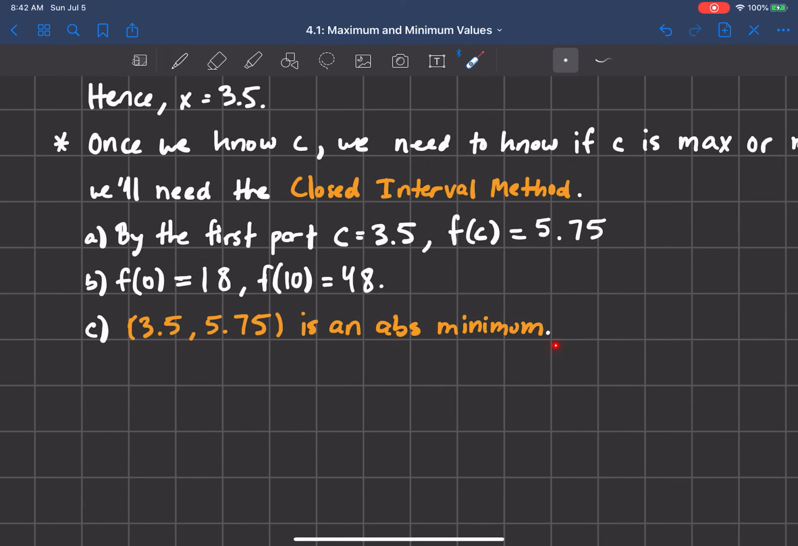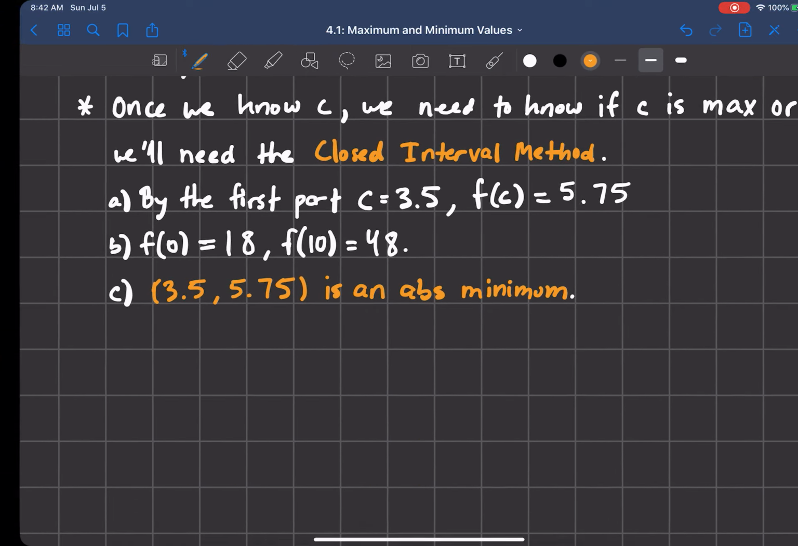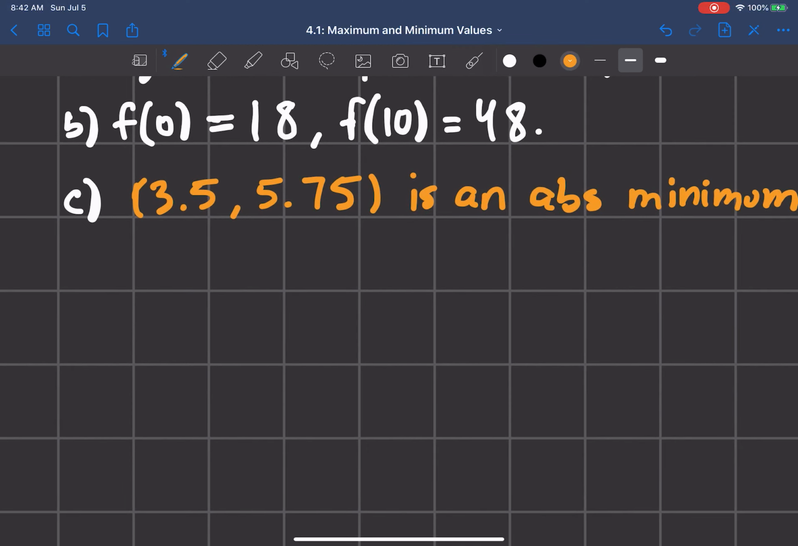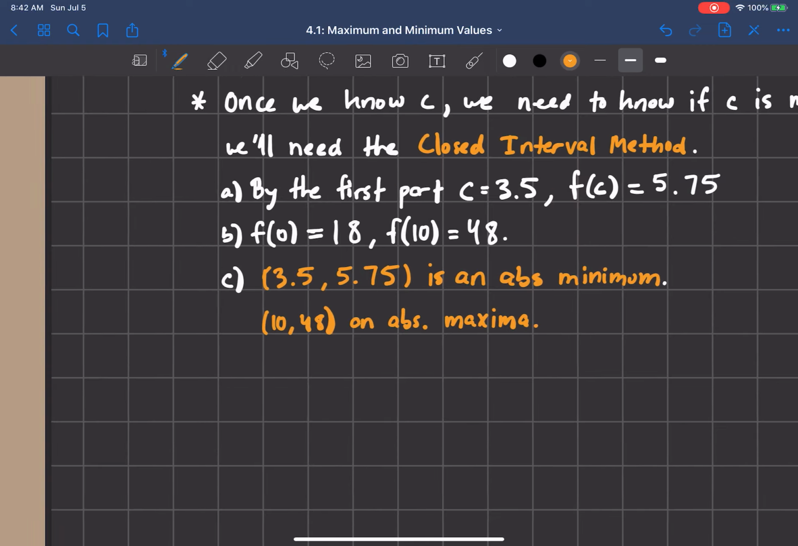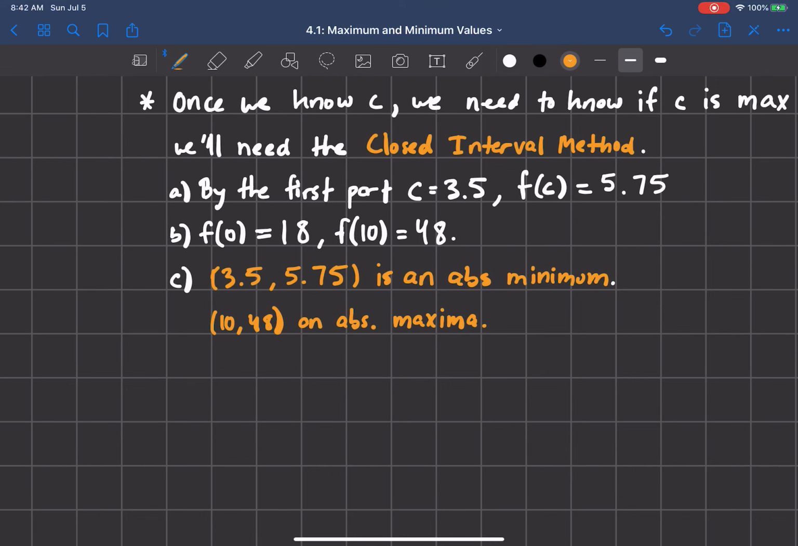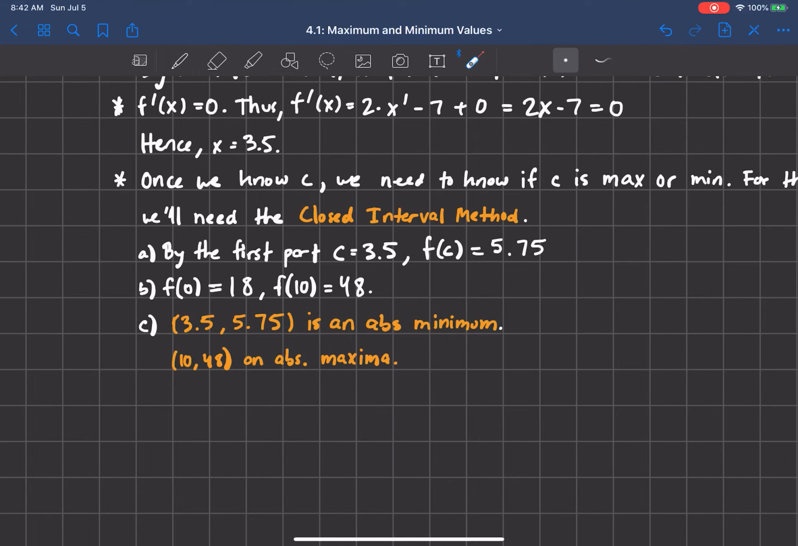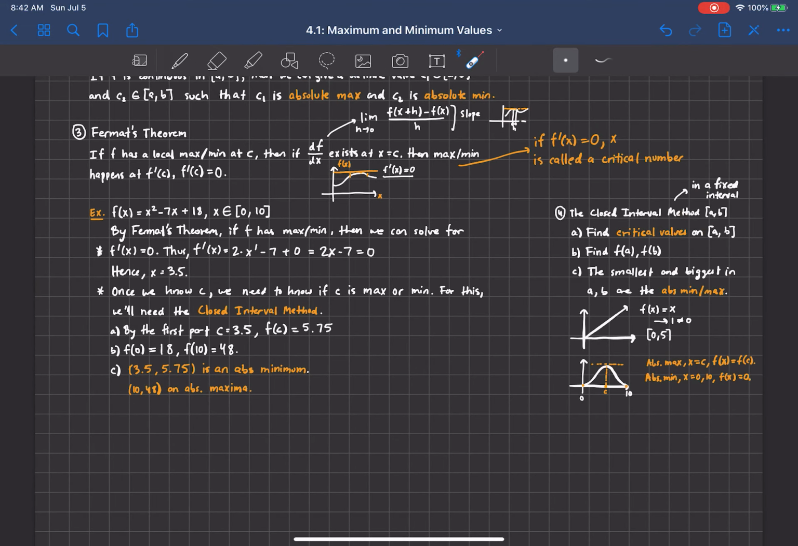As I've said here. On the other hand, we can look at the absolute maximum. What's bigger between 18 and 48? Well, clearly, f of 10 is greater than f of 0. So we know that the point 10, 48 is in fact an absolute maxima. So we know now that for this specific function, we have both an absolute maxima and an absolute minima. And this is the overall concept of maximas and minimas.